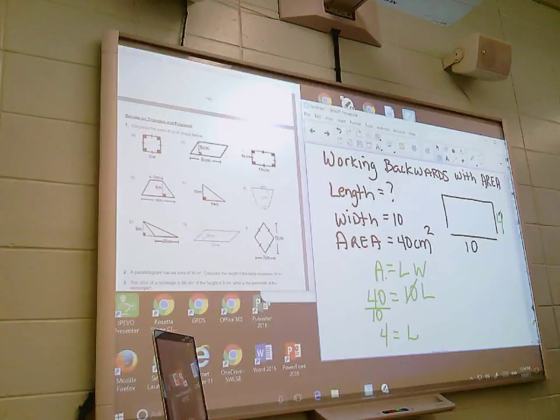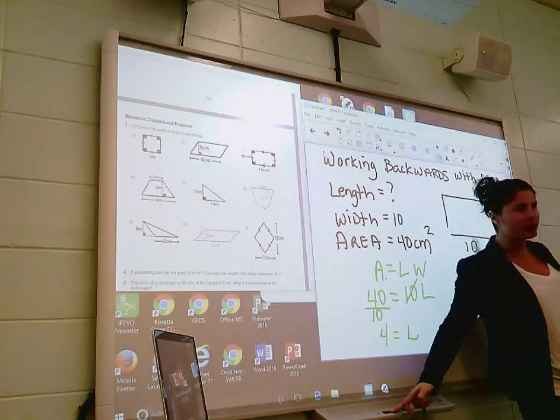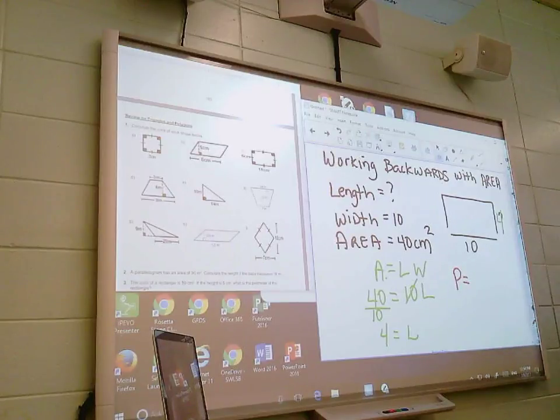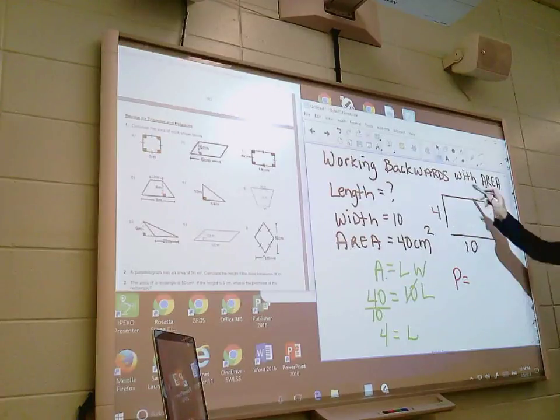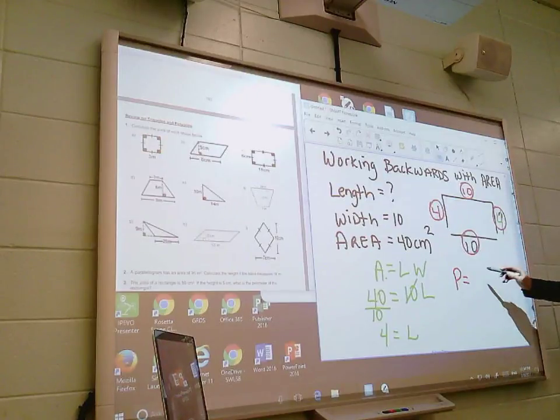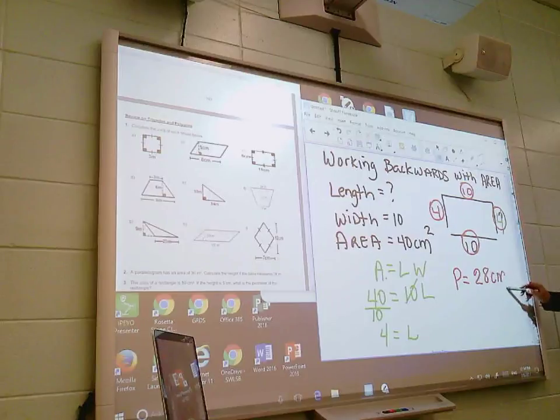Now, what if I push it one step further, my question, and ask you for the perimeter of this shape? Would you know what to do? Perimeter is the addition of all sides. So I would know this is 4, and I would know this is 10, and I would add 10, and 4, and 4, and 10, and add them all up, and I would have a perimeter of 28, in this case, centimeters.